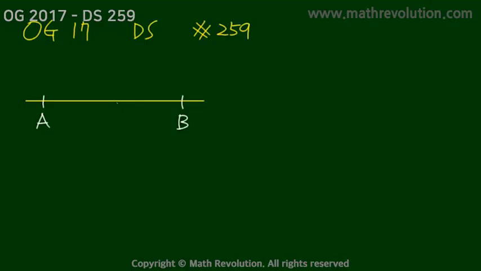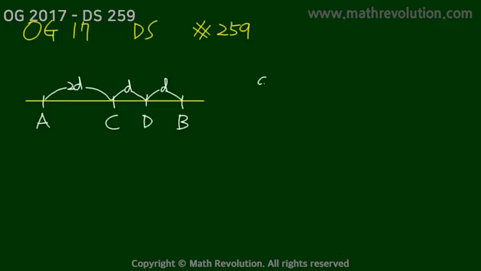We're on the Official Guide 17, DS section, problem number 259. So let's draw a straight line to illustrate the original condition. So let's first draw point A, and then point B, and in the middle point C, and in the middle of BC point D. Now let's call this distance D, which is equal to distance between B and D, and distance between A and C will be 2D.